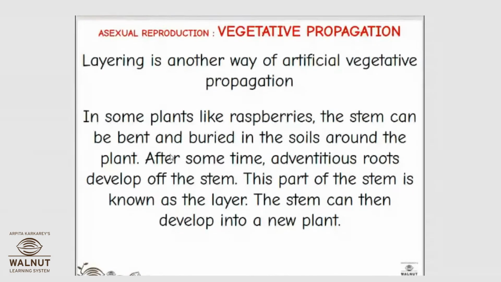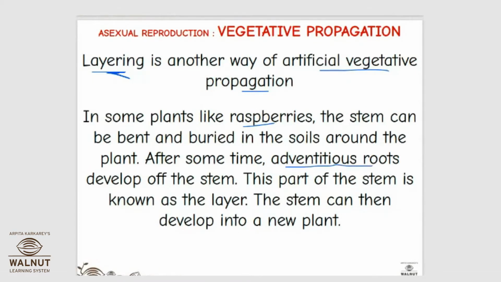So now the next method of vegetative propagation is layering. Layering is another way of artificial vegetative propagation. In some plants like raspberries, the stem can be bent and buried in the soil around the plant. After some time, adventitious roots, meaning the aerial roots which can grow first in air, develop off the stem. This part of the stem is known as the layer. The stem can then develop into a new plant. So this is called layering.